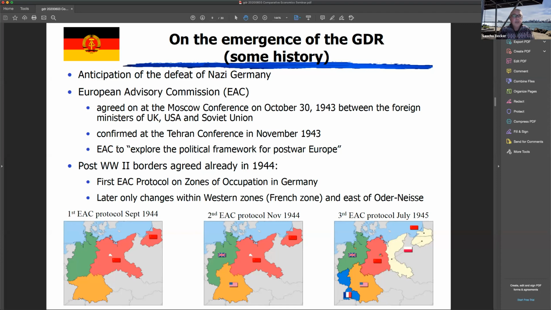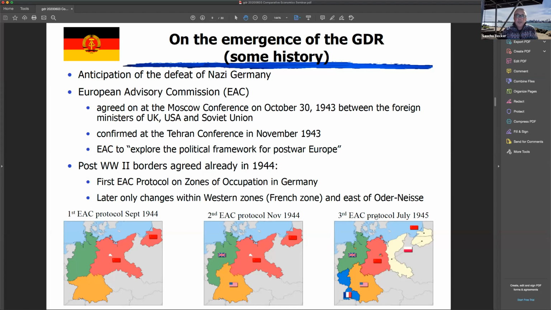So that commission met in London and explored various possibilities of how the map in Europe would look, and in particular what to do about Germany in order to contain it in the future and make it less of an aggressive power. The first EAC protocol on the zones of occupation in Germany, displayed in a map here, was a secret map not known to the general public that had the idea of splitting up Germany into 3 occupation zones, a British one, a US one, and a Soviet one. There was a slight rearrangement between the French and US zones, but the Soviet zone remained the same.